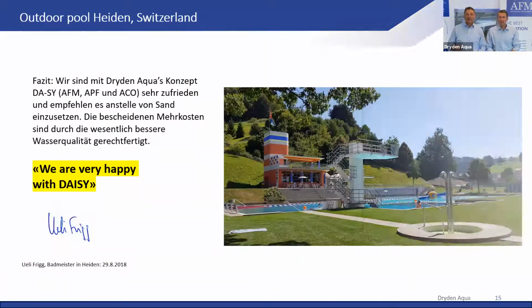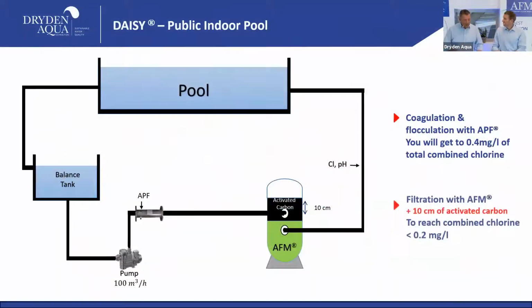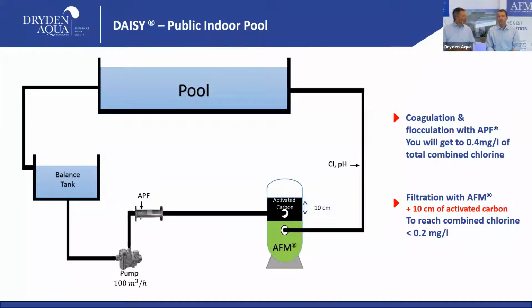So, okay, let's come to indoor pools. What's the difference in indoor pools? What are we missing? Well, now we are in a closed building, so we are missing the sun. Exactly. And again, if you have now a DAISY system, AFM, APF, a normal DAISY system for indoor pools, you will achieve around 0.4, below 0.4 combined chlorine. But if you want to reach below 0.2, which is the legislation again in Switzerland, Germany, Austria, you have to do something. You will not achieve this just with AFM.